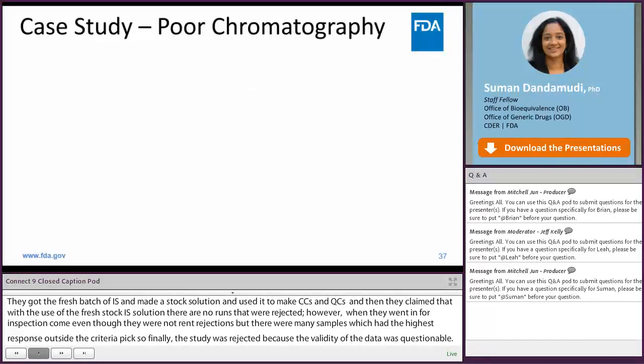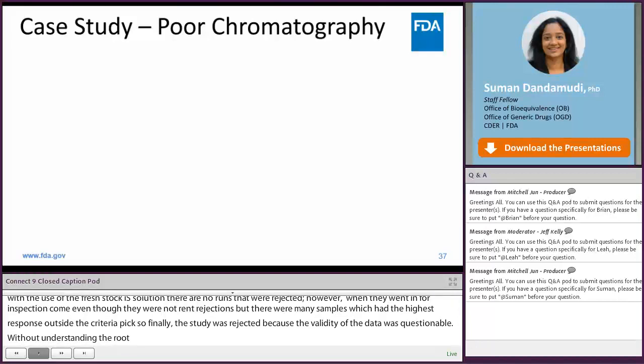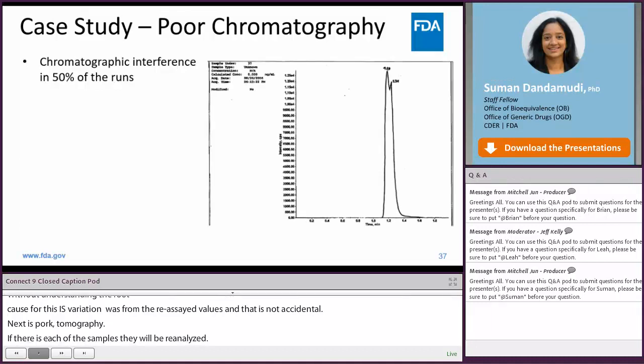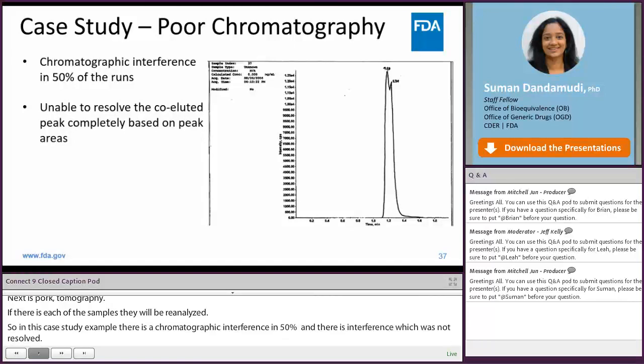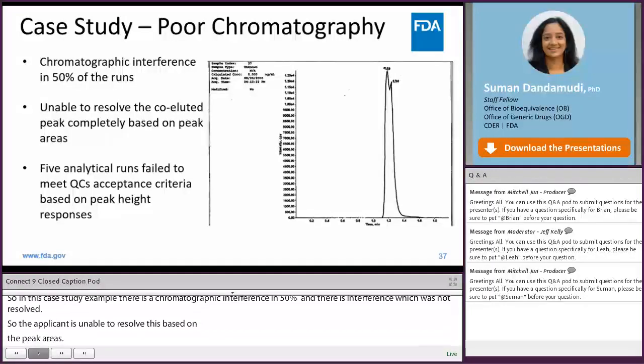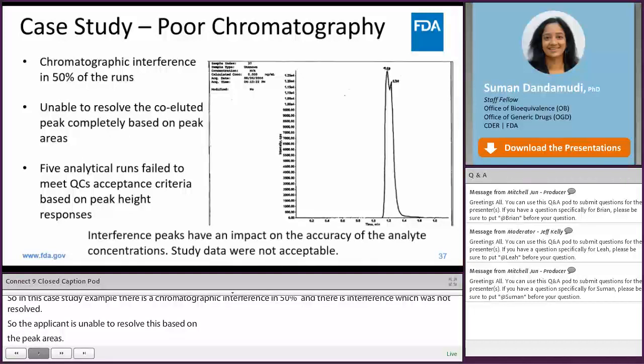Next, poor chromatography. In any case, if there are split peaks or broad peaks or interference peaks, usually the samples will be reanalyzed. So in this case study example, there is a chromatographic interference for 50% of the runs. As you can see in the snapshot of one of the samples, there is chromatographic interference and that was not resolved. So the applicant is unable to resolve this co-eluted peak based on the peak areas. When they were asked, the applicant said, okay, instead of the peak areas, we'll use the peak heights for calculating the sample concentration. But by using the peak heights, now 5 runs have failed to meet the QC acceptance criteria. So finally, the study was not acceptable because the interference peaks do have an impact on the accuracy of the analyte concentrations.